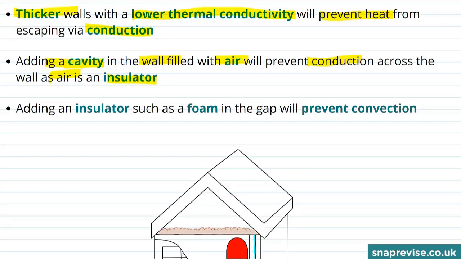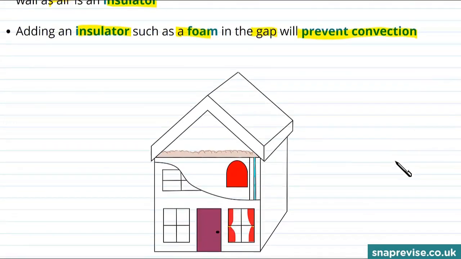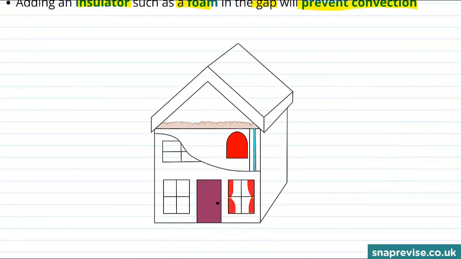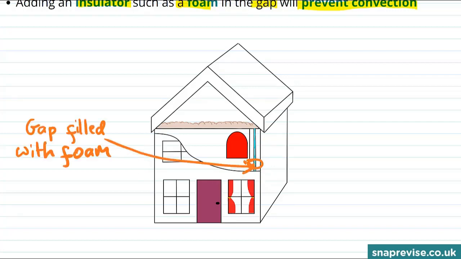However, there could be a problem with introducing an air gap, which is that we know that gases and liquids can allow the transfer of heat via convection currents. So what we then need to do is add an insulator such as foam in the gap, which will prevent this convection current from being able to form. So if we looked at the cross-section of the wall of a modern house, we would see a thick wall, and inside it we would see an air gap that was filled with foam.